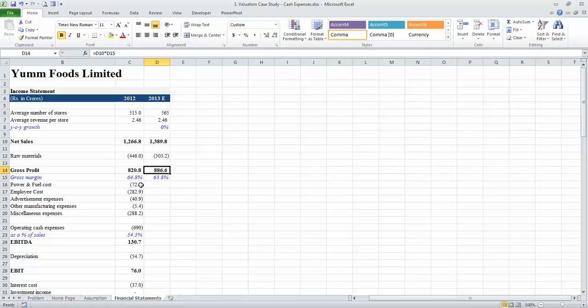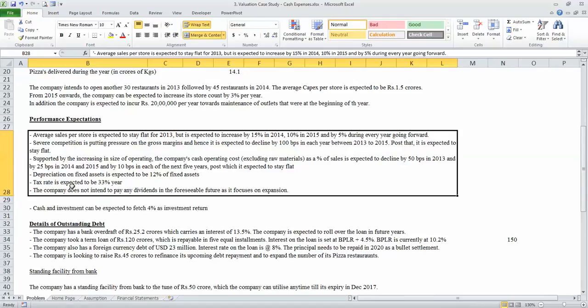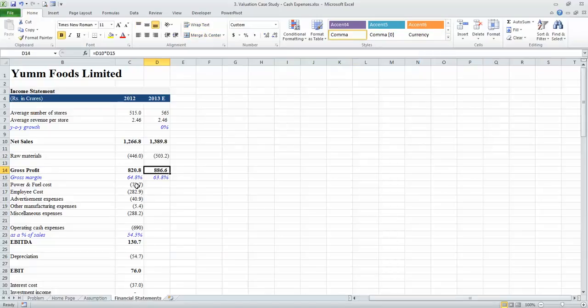We'll go to the problem to see what the company is talking about. The problem mentions that, supported by increase in size of operation, the cash operating cost as a percentage of sales is expected to decline by 50 basis points in 2013 and by 25 in 2014 and 2015. You would notice that this particular problem does not give any breakup of cost, even though our financial statement has a breakup of cost, and sometimes it does happen.